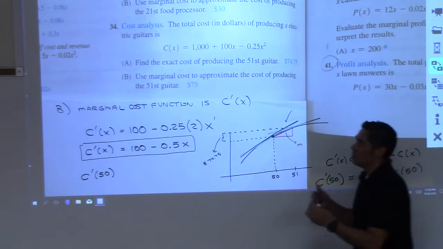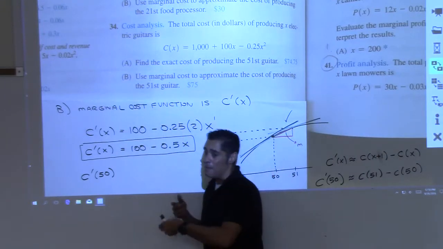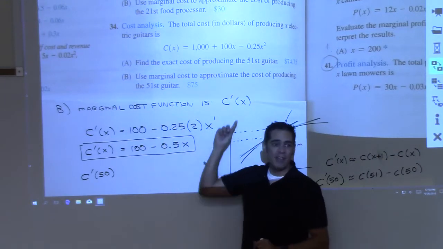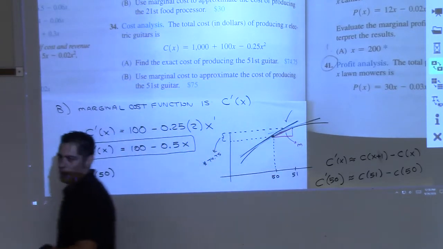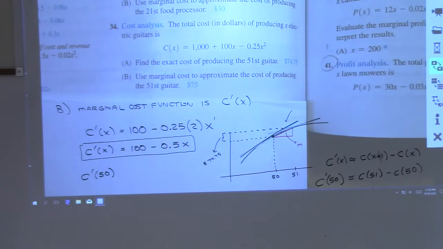If you're looking at the 51st guitar, you've got to back up one and then use that in the marginal cost function. So if it was the 43rd, you looked at the 42nd. That's right. So if it's 43rd, you go to 42nd. If it was the first guitar, you go back to 0. Okay? All right, so let's plug this in.